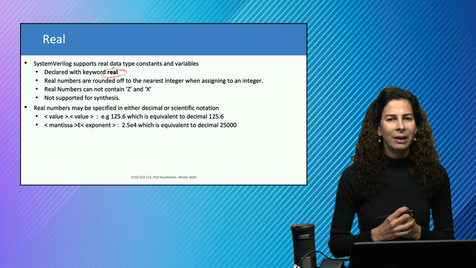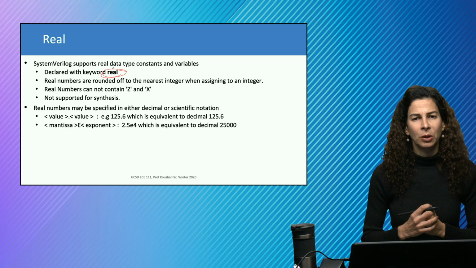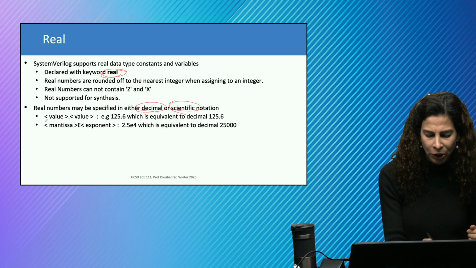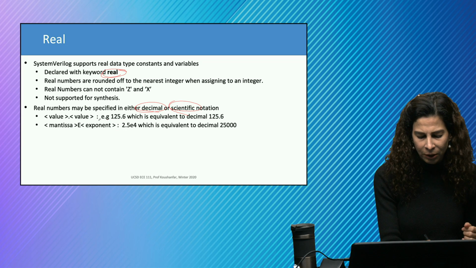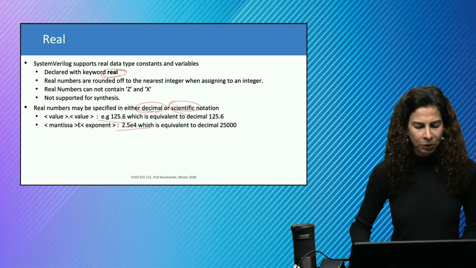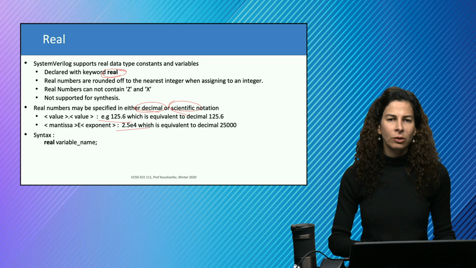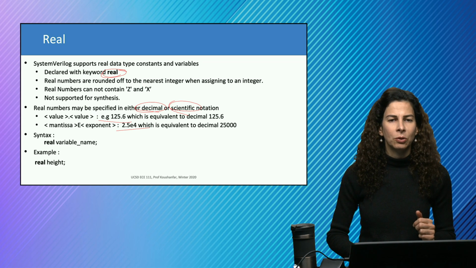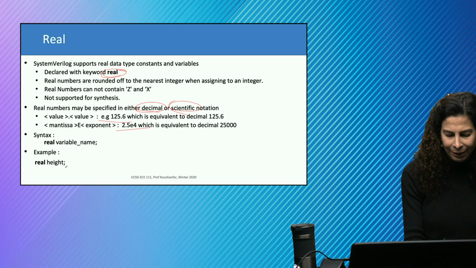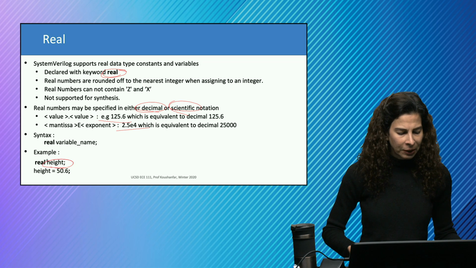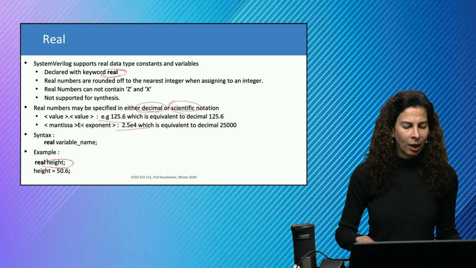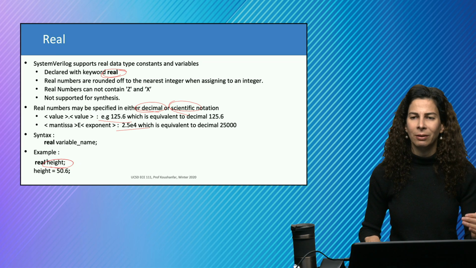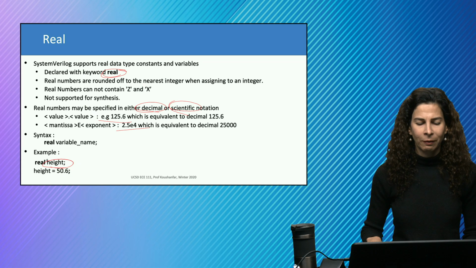The real variables could be specified using either decimal or scientific notation. Here is a decimal notation. Here is a scientific notation. The syntax looks like just real and the variable name. Using the example, we could just have real height, and you could even assign a real number to the height, which is not easily synthesizable to hardware, but you could use this to declare values for the variables in your program.